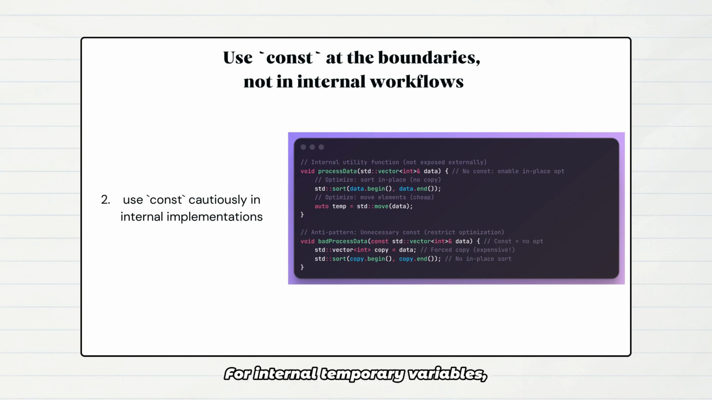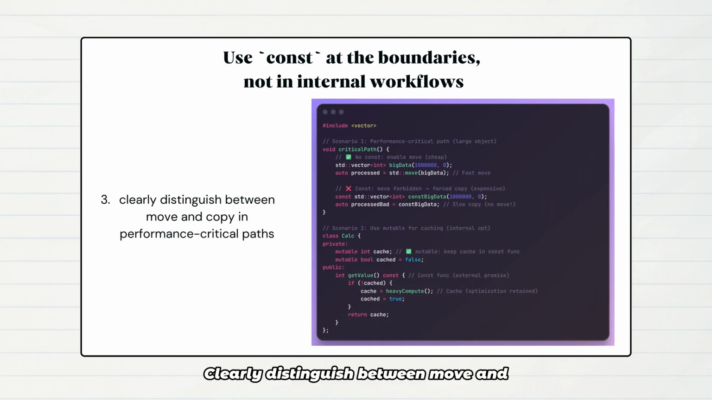For internal temporary variables, function parameters, and member functions, don't blindly add const just for the sake of seeming safe. The core goals of internal code are performance and flexibility. Overusing const will restrict optimization opportunities. Third, clearly distinguish between move and copy in performance-critical paths. In high-frequency call scenarios and when handling large objects, always clarify the mutability of variables. Variables that need to be moved should never be marked as const. Meanwhile, use mutable appropriately to retain optimization techniques like caching.